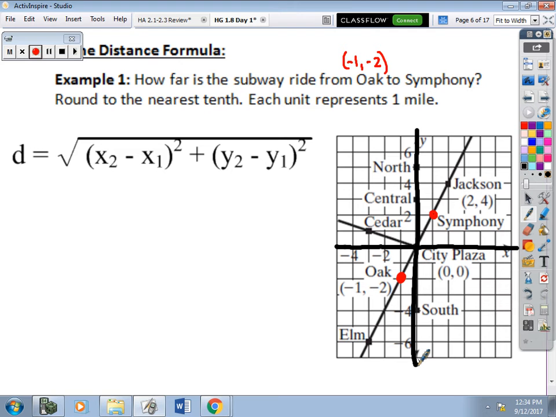It's kind of hard to see them sometimes. So who could tell me what the ordered pair for Symphony would be? Ordered pair for Symphony. Emma? 1, 2. Good. 1, 2. And we're rounding to the nearest tenth.